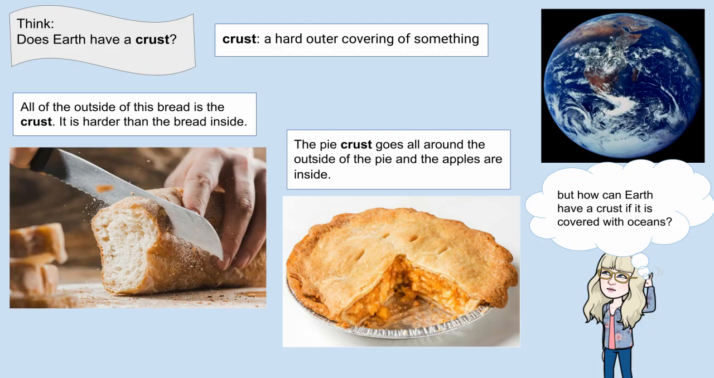Think, does Earth have a crust? Crust, a hard outer covering of something. All of the outside of this bread is the crust. It's harder than the bread inside. The pie crust goes all around the outside of the pie, and the apples are on the inside. But how can Earth have a crust if it's covered with oceans?